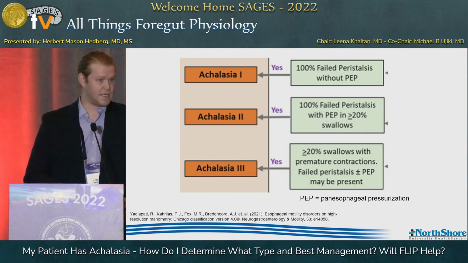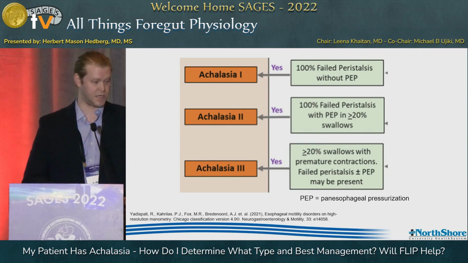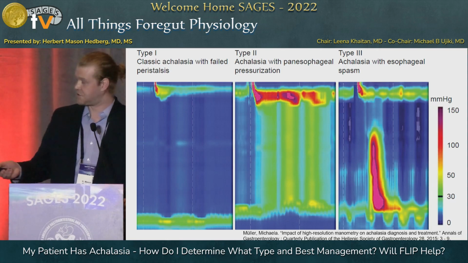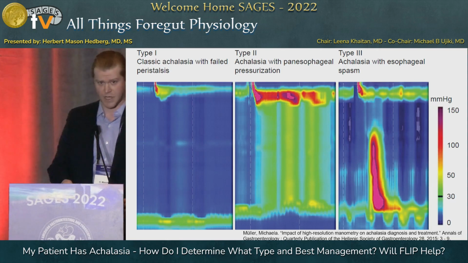So type 1, you need acontractility, no esophageal body activity at all. Type 2, you need some pan-esophageal pressurization. Type 3, some spastic early contractions. You can see failed peristalsis and some pan-esophageal pressurization and still have type 3. This is what that looks like on manometry. So we have no contractility in type 1, pan-esophageal pressurization all at the same time for type 2, and these early spastic contractions in type 3.